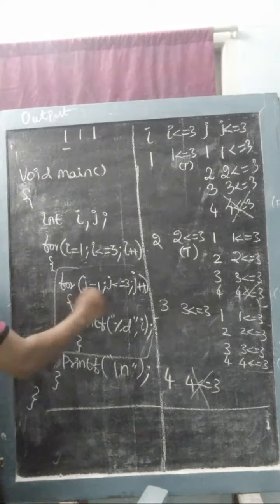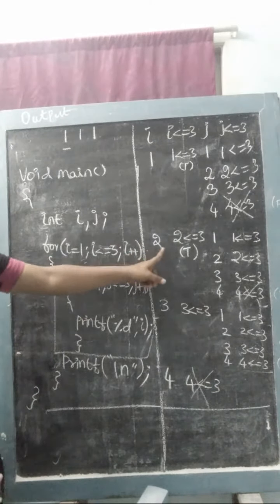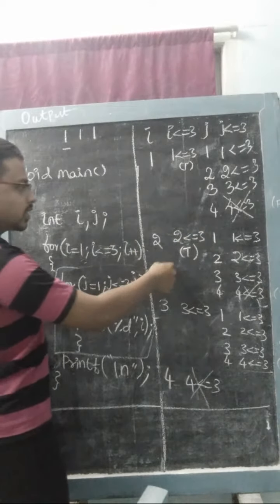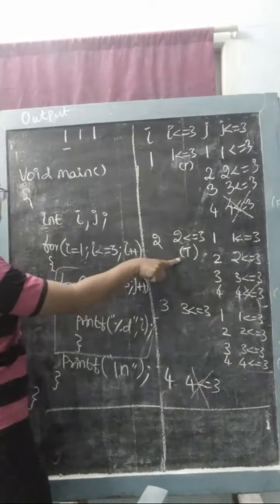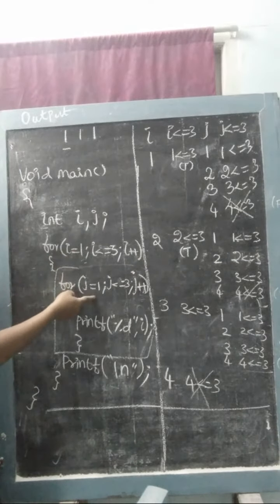So next, the I value is incremented by 1, that is 2. 2 less than or equal to 3. The condition is true or false? The condition is true. Then it will be coming inside. The condition is true means it is coming inside.